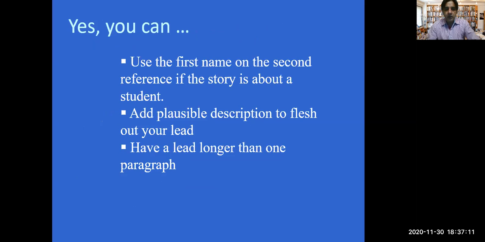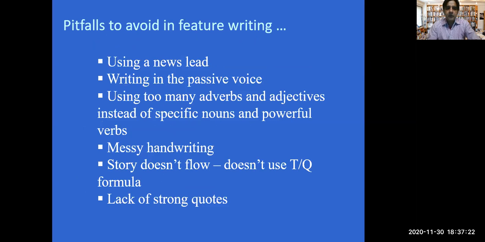You can use the first name on the second reference if the story is about a student. Add plausible description to flesh out your lead. Have a lead longer than one paragraph. Some pitfalls to avoid in feature writing: using news leads, writing in the passive voice, which is not advisable, and using too many adverbs and adjectives. Remember one thing: in news, never ever use adjectives and adverbs. Instead, you should be using nouns and powerful verbs.